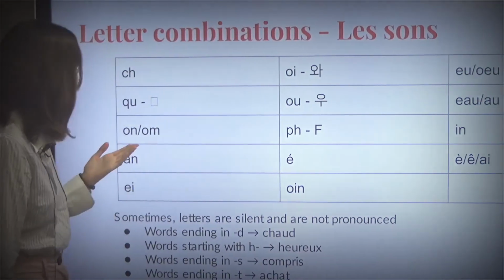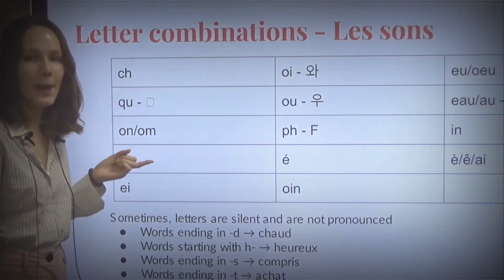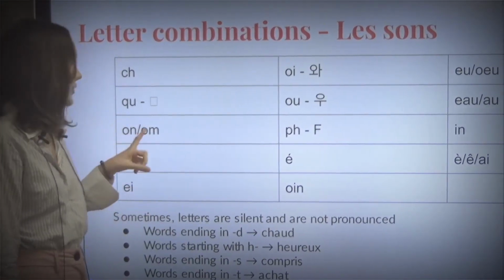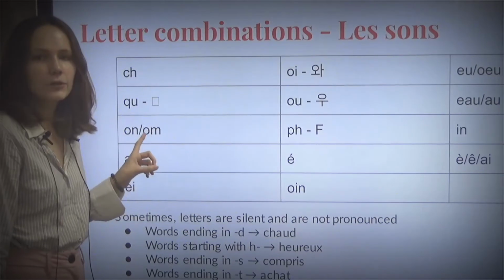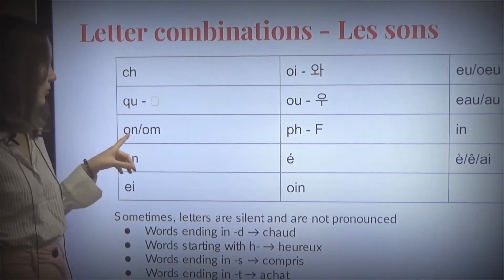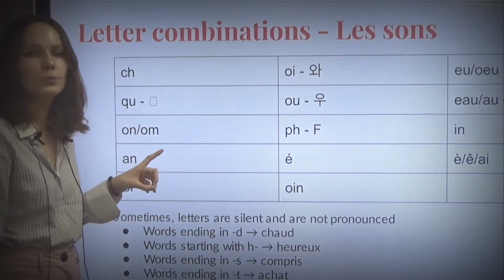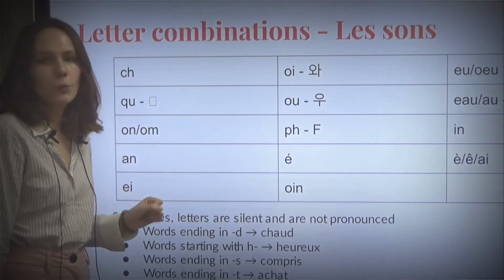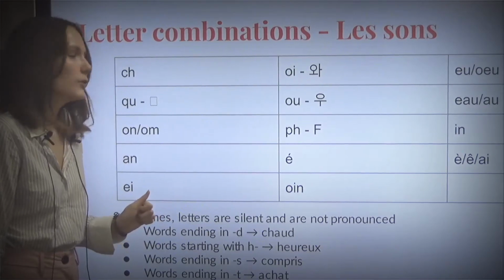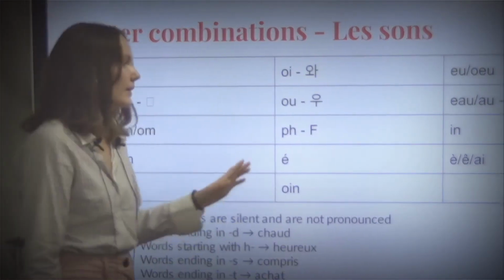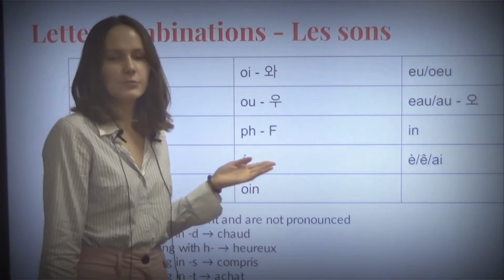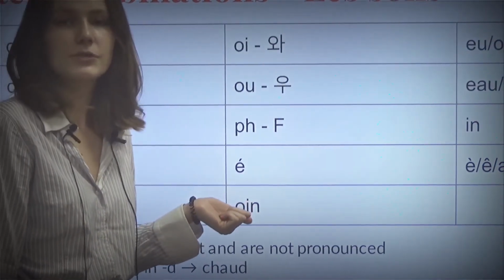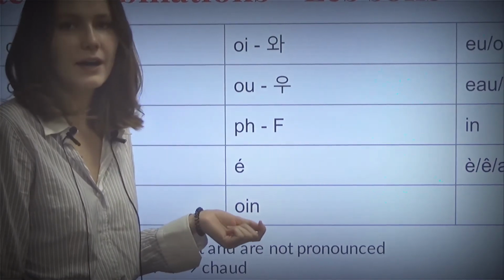Then back here, we have ON or OM. They both sound like on, but the M is usually in front of a P or a B. An example of ON is mouton, which is a sheep. And of OM would be ombre, which is a shadow in French. Then we have PH. PH is pronounced like an F. And an example of that sound would be phare, which means a lighthouse.